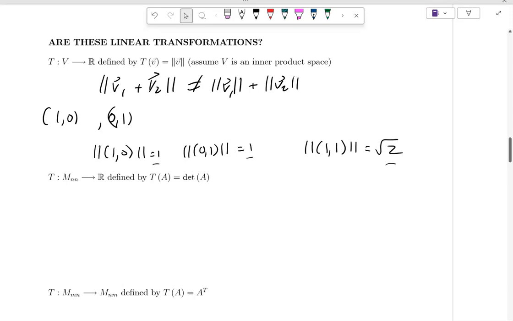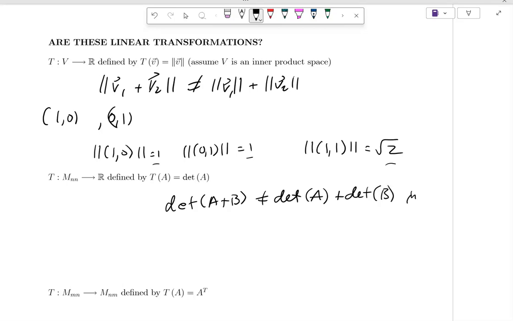How about the next one? So let's take n by n matrices and map it to the reals by the determinant. Is that going to be a linear transformation? No, again, it doesn't break up over sums, right? In general, determinant of A plus B is not determinant of A plus determinant of B in general. So again, both of those are no, right?